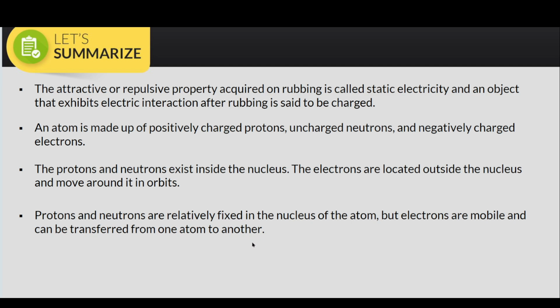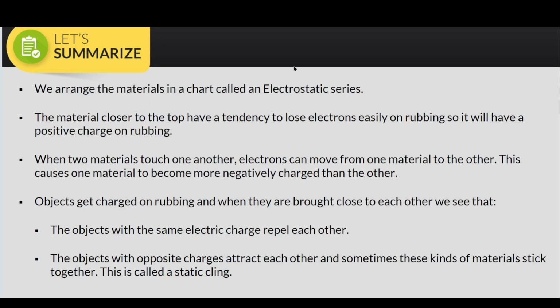And everything we learned was mainly about electrons, how they transfer and make positive and negative ions, right? Then we learned about the electrostatic series, which arranges the materials based on the charges, and the ones on the top lose electrons easily. The ones at the bottom gain electrons easily. Then we have learned that opposite charges attract each other and same charges repel each other, right? And this is what we have done, right?